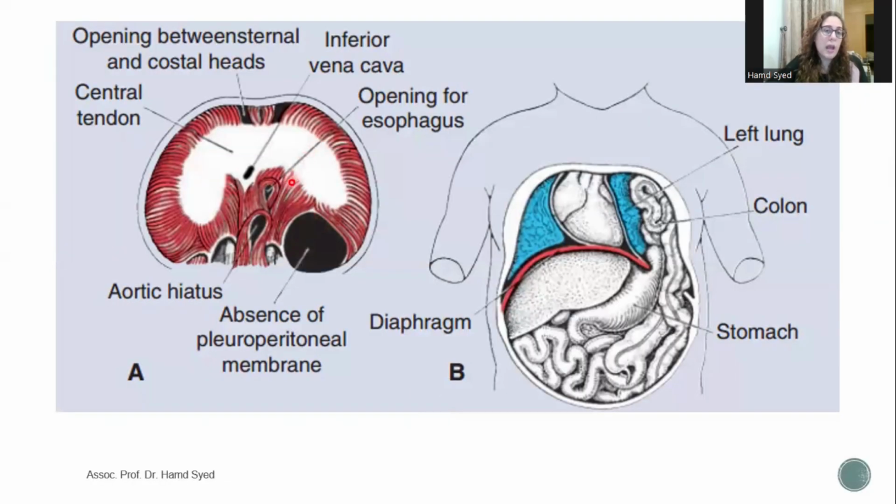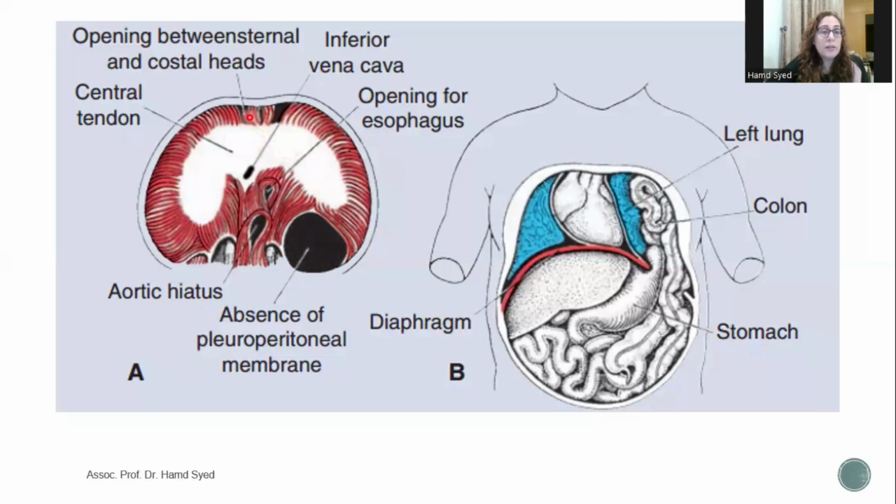So here we're looking at this diagram, which is a section through the diaphragm, and it is showing us the different types of defects. The one we talked about at the start was the diaphragmatic hernia of Bochdalek. That is the large posterolateral defect, and that was because of the absence of the pleuroperitoneal membrane, and it is usually, as I mentioned, on the left side.